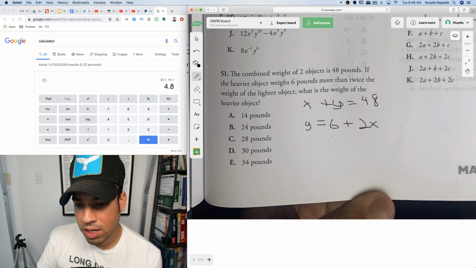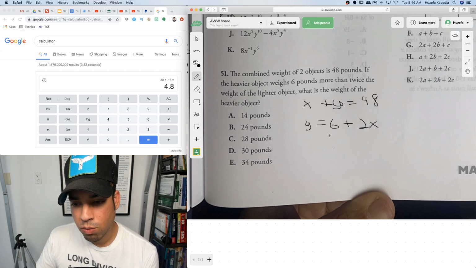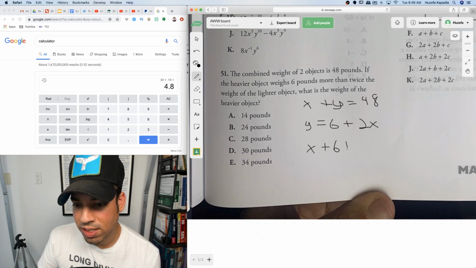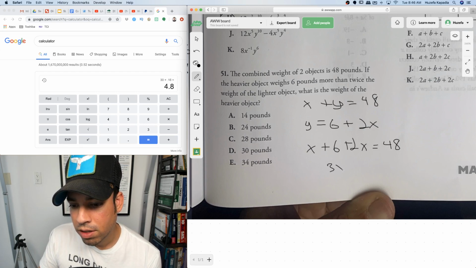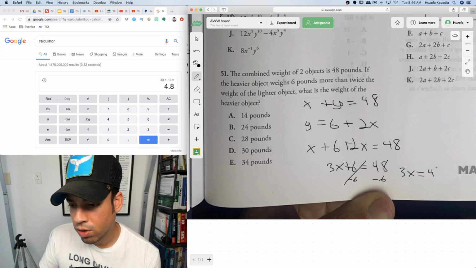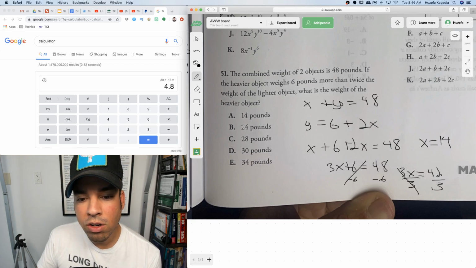Well, we just did a nice system of equations there. And we want to find the weight of y. Well, I'll still plug in for x, whatever. So I'm going to substitute this in for y. So that becomes, instead of x plus y, x plus 6 plus 2x equals 48. We're finding the lighter object right now, right? 3x plus 6 equals 48. Subtract 6, subtract 6. 3x equals 42. Divide by 3, divide by 3. X equals 14. So the lighter object is 14.